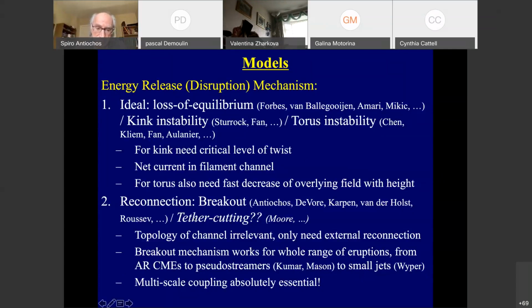But since reconnection is important, the multiscale coupling is absolutely essential. So here's where SULFUR comes in. This multiscale coupling and reconnection is, in some sense, at the heart of our DRIVE center. And for these models, it is front and center.